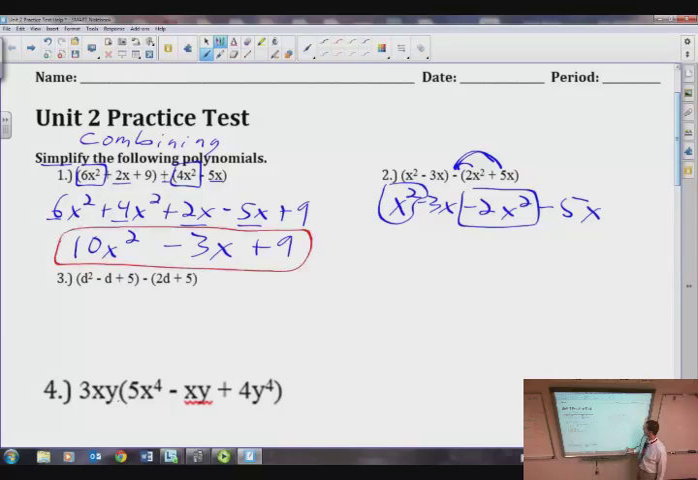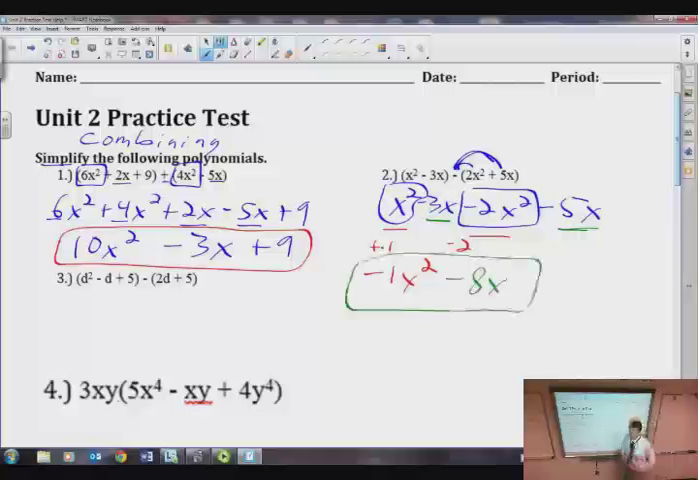Then over here on number 2, we're going to combine the x squared and the negative 2x squared. So that's negative 2 and positive 1. What's that? Negative 1? So we have a negative 1x squared. Then we've got a negative 3x and a negative 5x, which is negative 8x. Bam. Okay, so that's number 1 and 2.